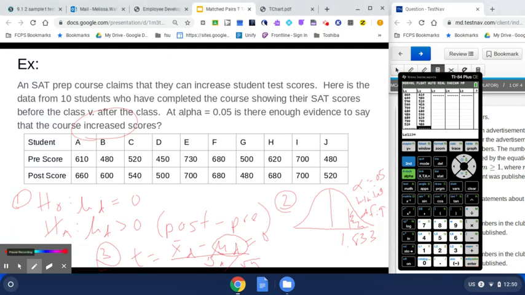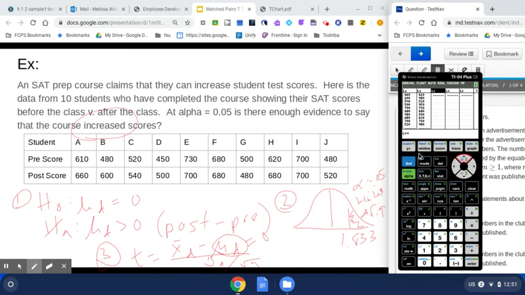Okay, I have gone ahead and entered the post scores in list 1 and the pre-scores in list 2. Now I'm going to go over to list 3, highlight L3, and I'm going to ask the calculator to subtract list 1 minus list 2. So second 1 minus second 2. Again, you need to make sure that L3 is highlighted when you type that in. Okay, the calculator went ahead and subtracted those values for me, so the differences are now in list 3.